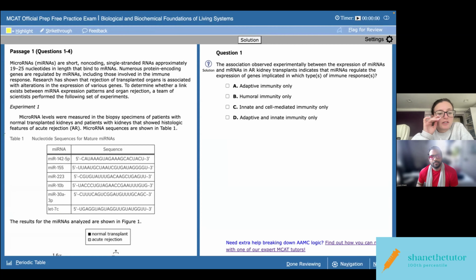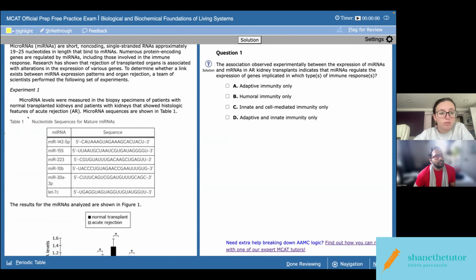MicroRNA levels were measured in the biopsy specimens of patients with normal transplanted kidneys and patients with... So just over here, we're saying that we're going to do an experiment to see if there is a link between microRNA and organ rejection, right? And so that's why they're doing the experiment.